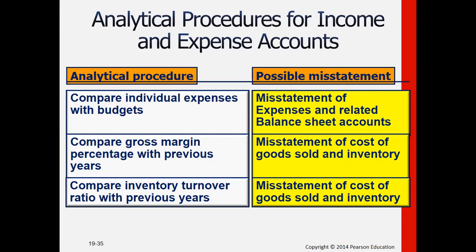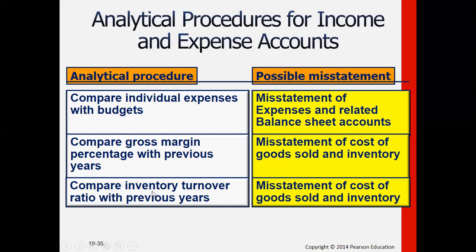What about the gross margin percentage with previous years? It's possible that there have been errors in the computation of the cost of goods sold as well as the values of the inventory. Then what about comparing the inventory turnover ratio with previous years? How do we compute inventory turnover? That is cost of goods sold divided by average balance of inventory. So in that case, we would be able to check how fast the inventories are sold. That is the inventory turnover.